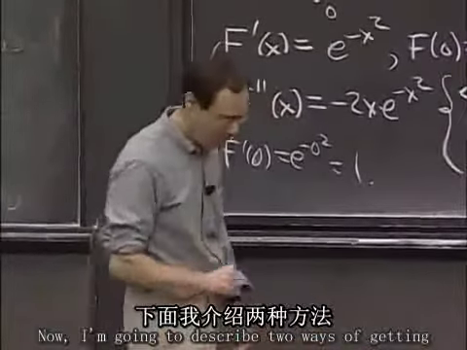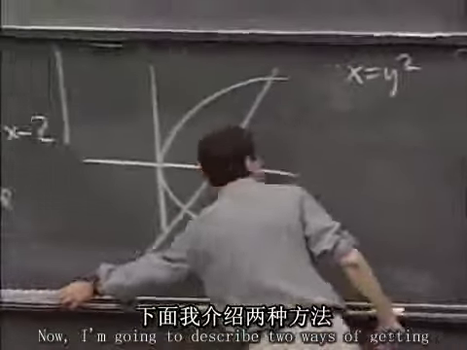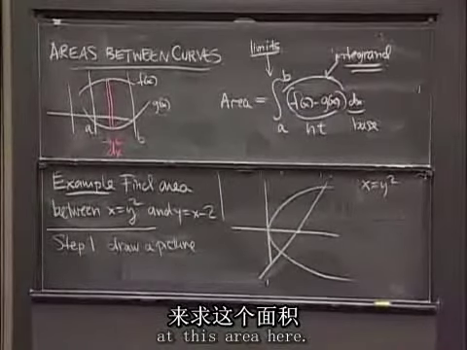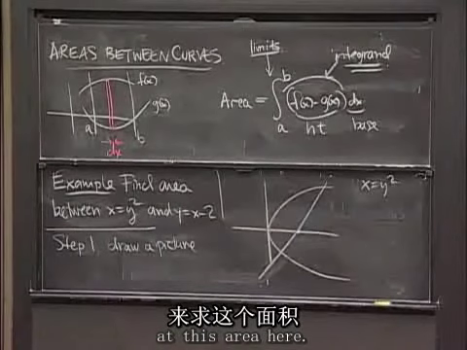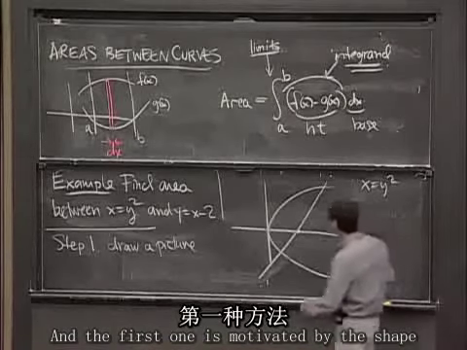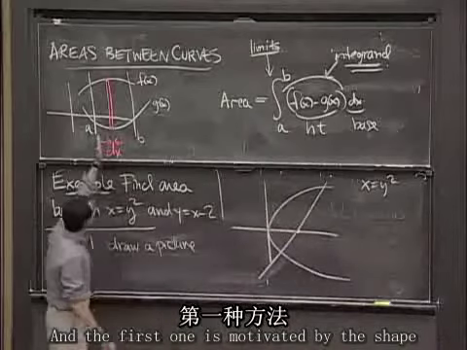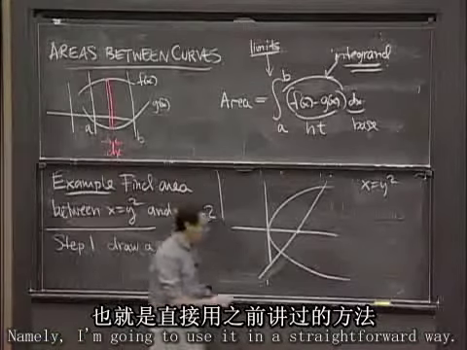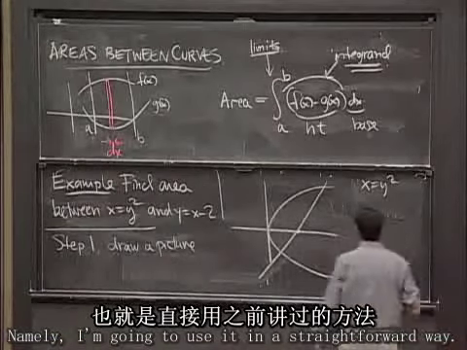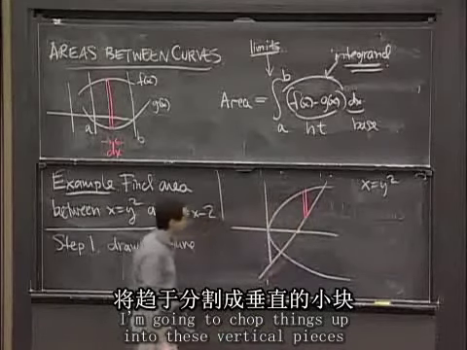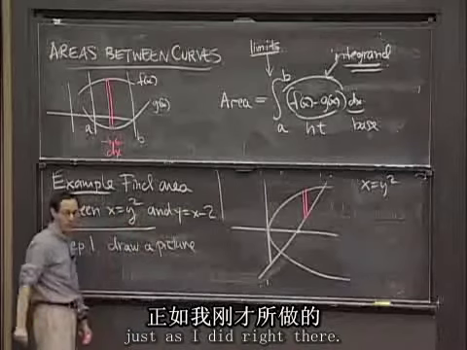Now, I'm going to describe two ways of getting at this area here. And the first one is motivated by the shape that I just described right here. Namely, I'm going to use it in a straightforward way. I'm going to chop things up into these vertical pieces, just as I did right there.